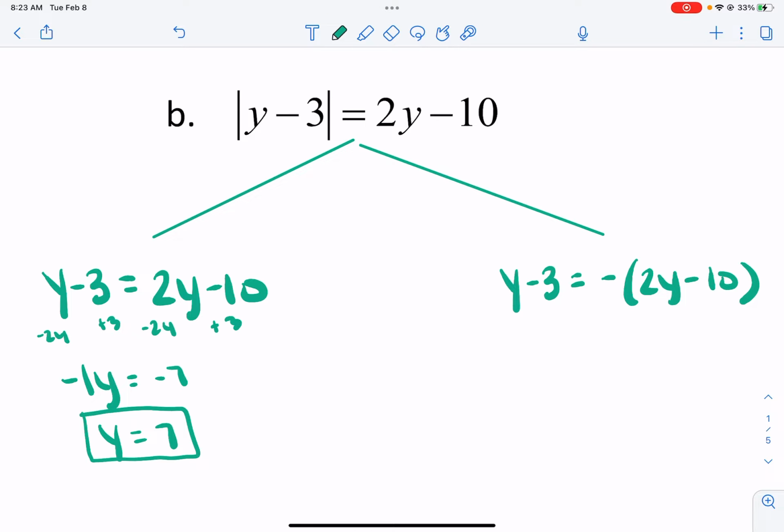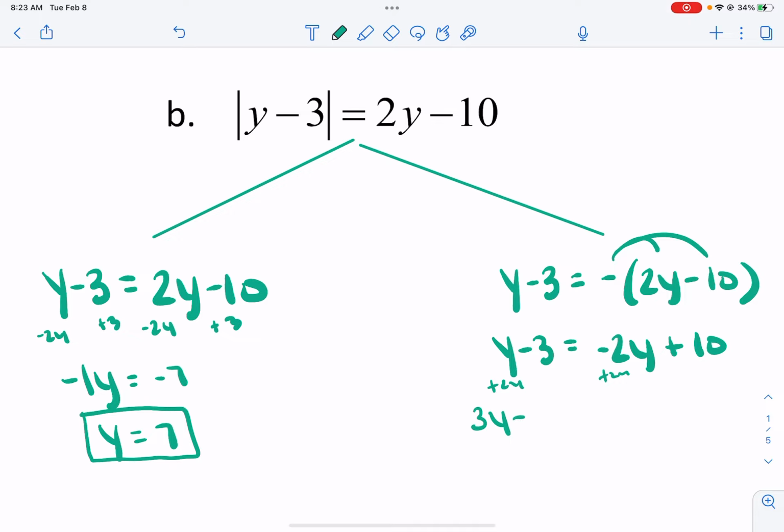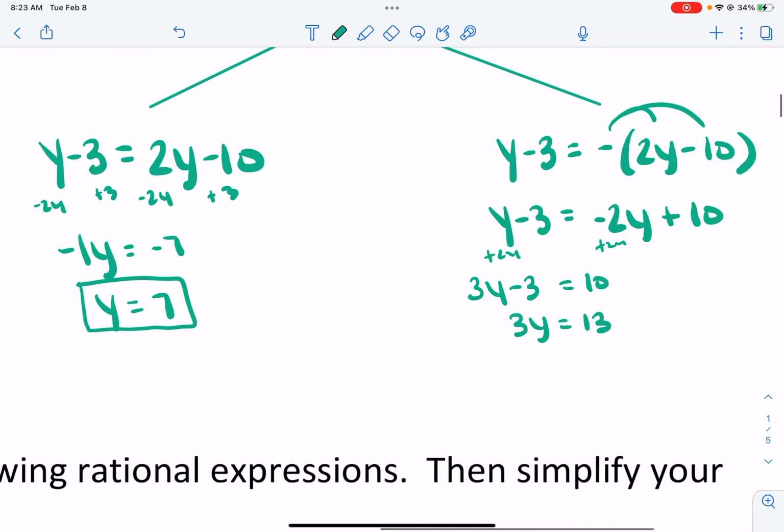Over here, we have to distribute this negative, so it becomes y minus 3 equals negative 2y plus 10. Let's see, so that leaves us with, if we add 2y, we get 3y minus 3 equals 10, so then 3y equals 13. Okay, so then y is equal to 13 thirds.